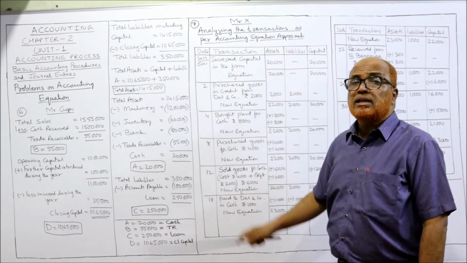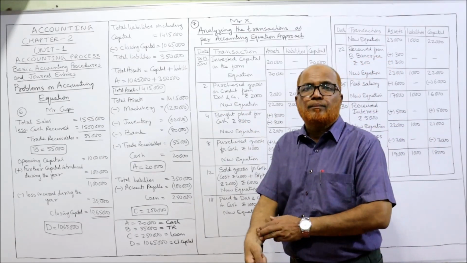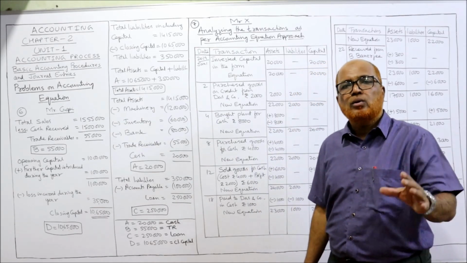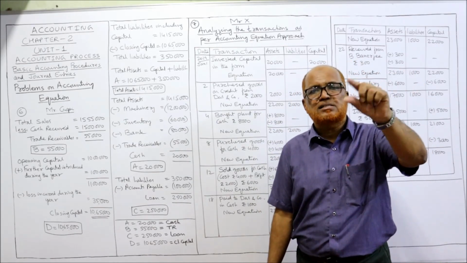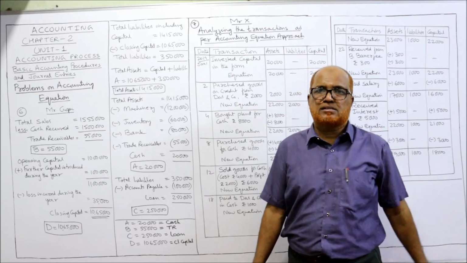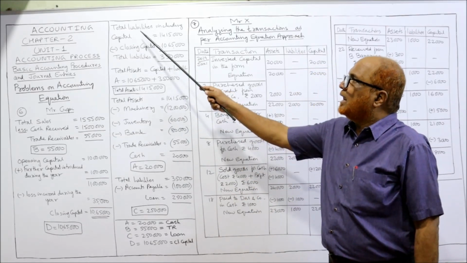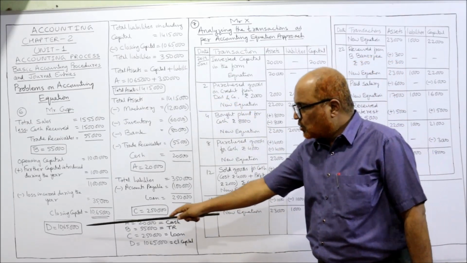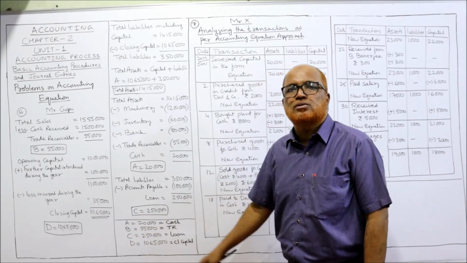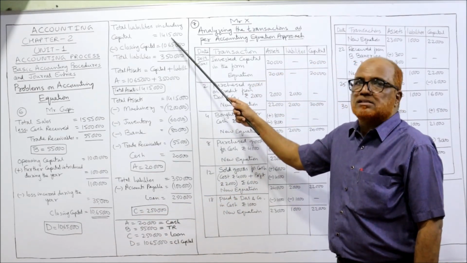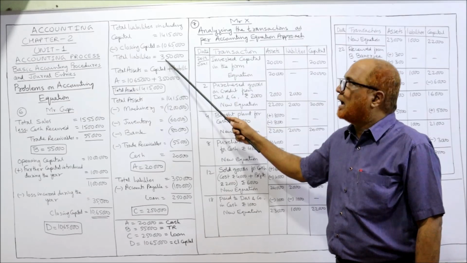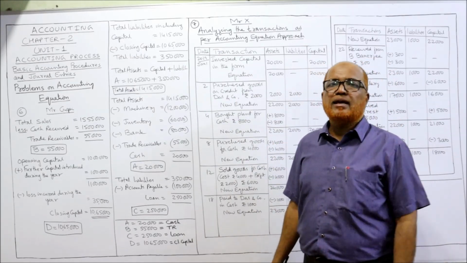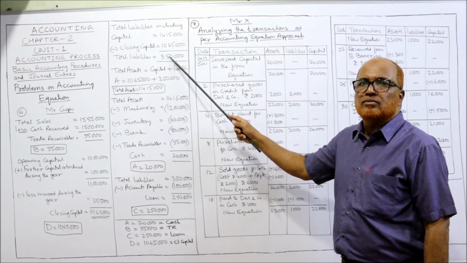Now, total liabilities including capital. So liabilities plus capital is nothing but assets. Accounting equation says all the assets are equal to capital plus liabilities. So here total of all liabilities including capital is 14,15,000. From this, how much is the closing capital? Just now we got 10,65,000. From total liabilities, deduct the capital, we'll get that total liabilities are 3,50,000, excluding capital.